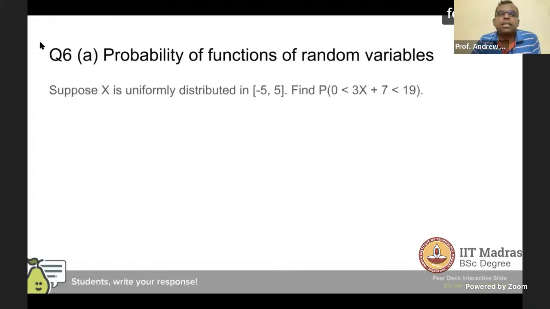Okay, so here is the first question. I have a random variable which is distributed uniformly between -5 and 5. And I want to find the probability that a function of that random variable, 3x plus 7, lies between 0 and 19. For these kinds of problems, you don't need to find the PDF of the transformed version. You can directly do these problems. You simply change this event into an event involving x alone. Then after that, you are done. So it's a pretty straightforward problem.